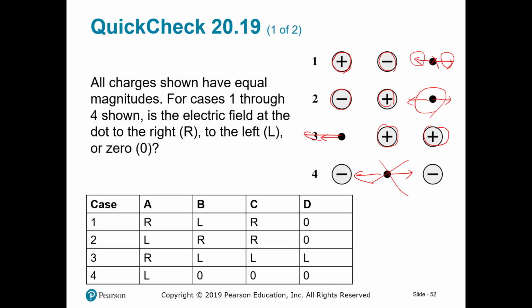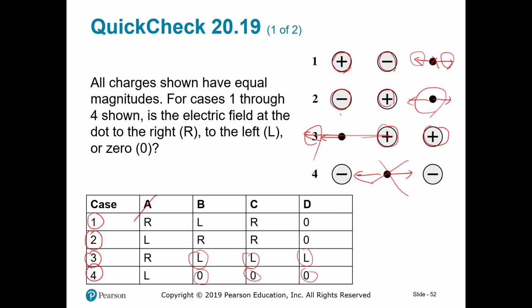So we have 4 cases: case number 1, case number 2, case number 3, and case number 4. And case number 4 is obviously 0, right? So A is not the answer. And then how about number 3? Repel, repel, right? In other words, away, away. So it's to the left, right? They both have a left.